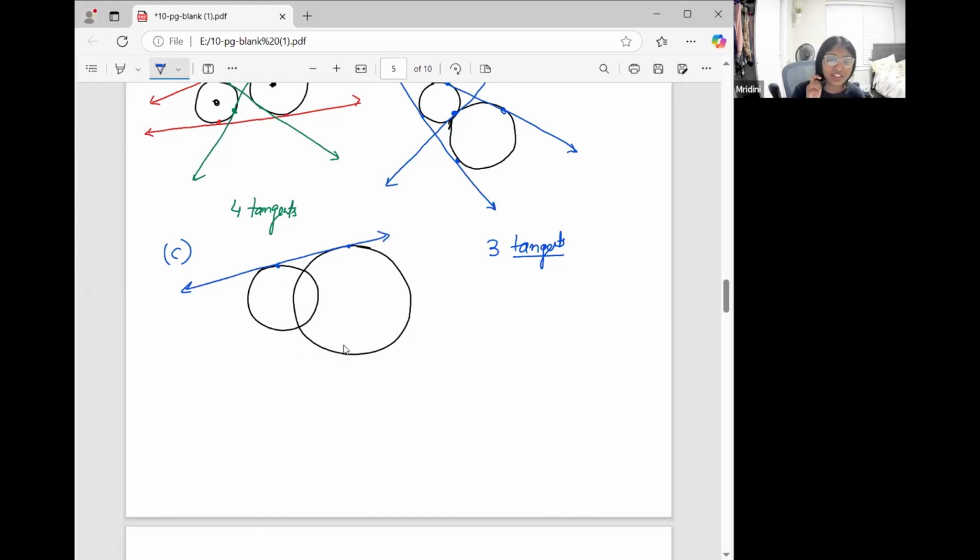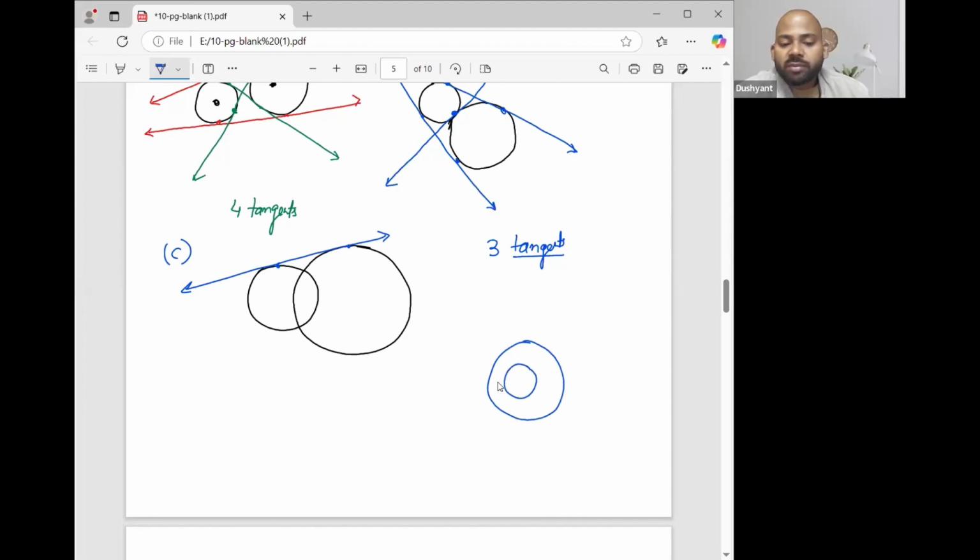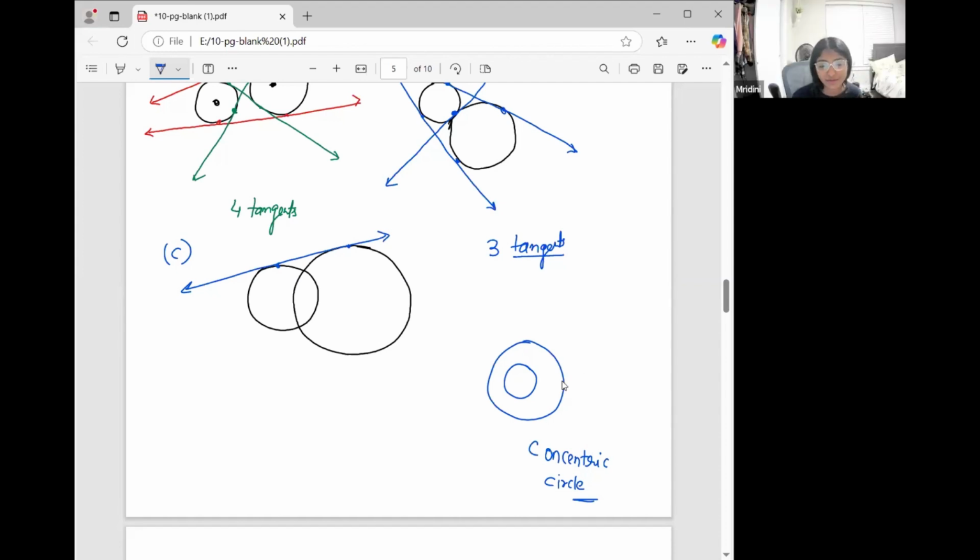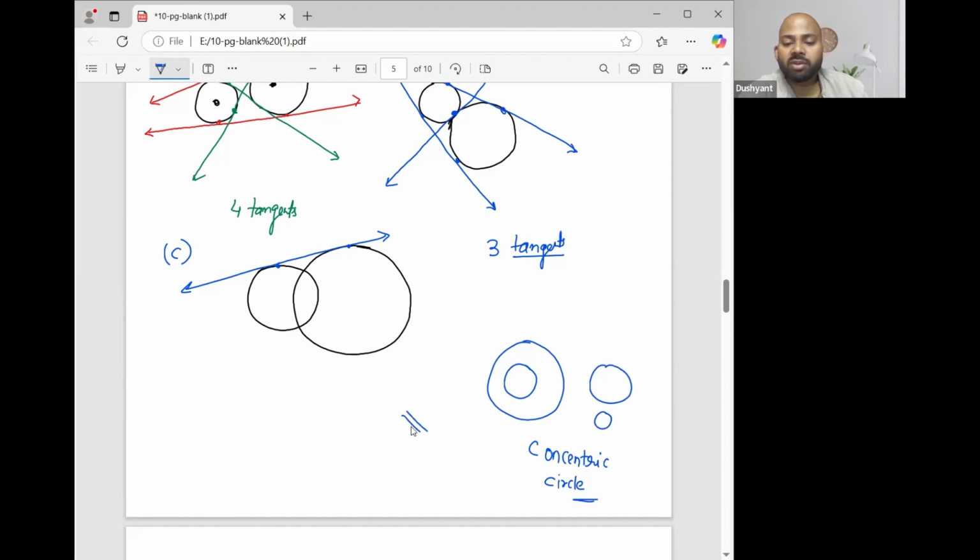What if the circle is inside the circle? See, if I have kind of this one, this is not the concentric circles. Concentric circles. Here, see, you can either make the tangent of the inner one or the outer one. You will not get any common tangents here. That's it. So this is my concentric circles. Concentric circles are, or we have the circles that are not intersecting. These are the examples of no point of intersection.